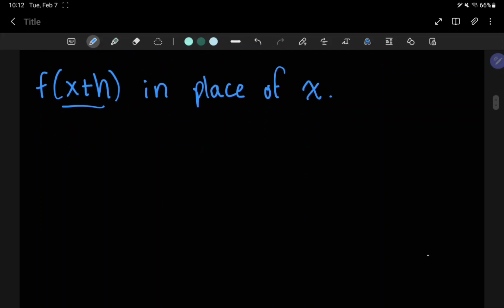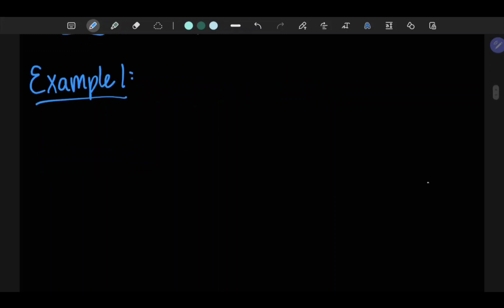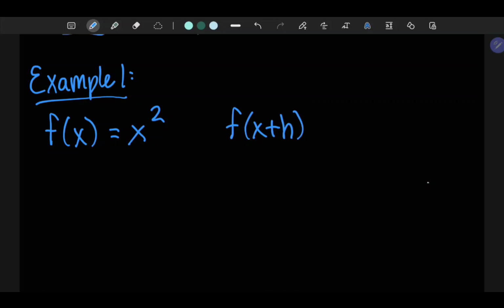Let's do an example. Let's say f of x is x squared. Well, what I always tell my students to do first is find f of x plus h before you plug it into your equation. Because sometimes you're going to have to do some work and simplify it, and simplifying it within the equation can get a little confusing. So f of x plus h goes in the parentheses in place of x. So x was squared, so this took the place of x, and it will be squared.